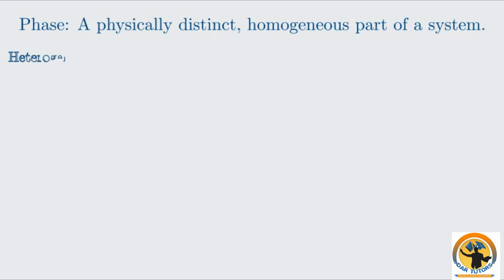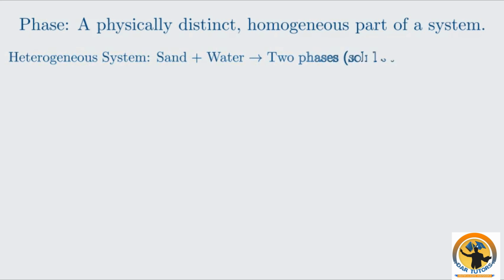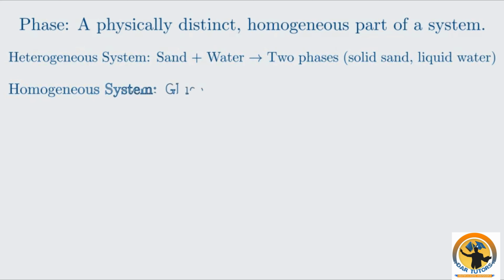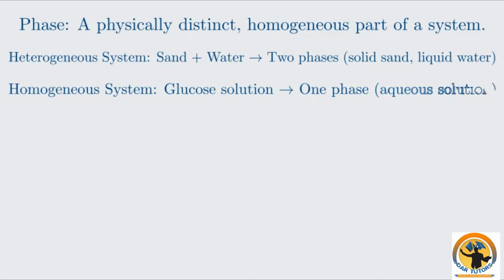A mixture of sand and water is a two-phase or heterogeneous system. You can easily see the boundary between the solid sand and the liquid water. On the other hand, a solution of glucose in water, or a mixture of ethanol and water, is a single-phase system. This is a homogeneous system. Once the glucose dissolves, the entire solution has a uniform composition, and you can't see the individual components.